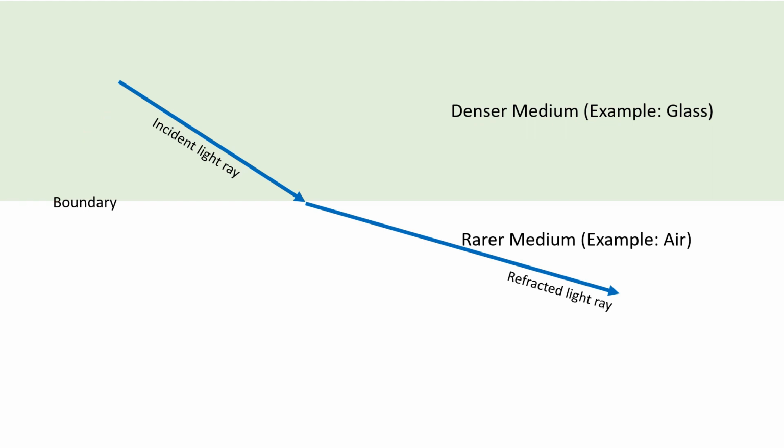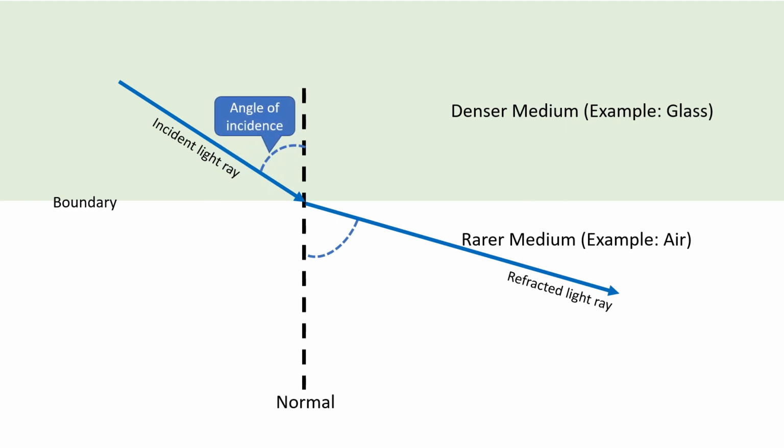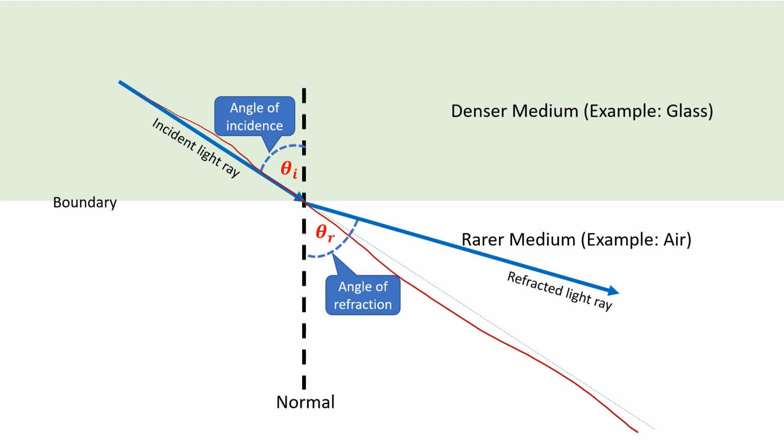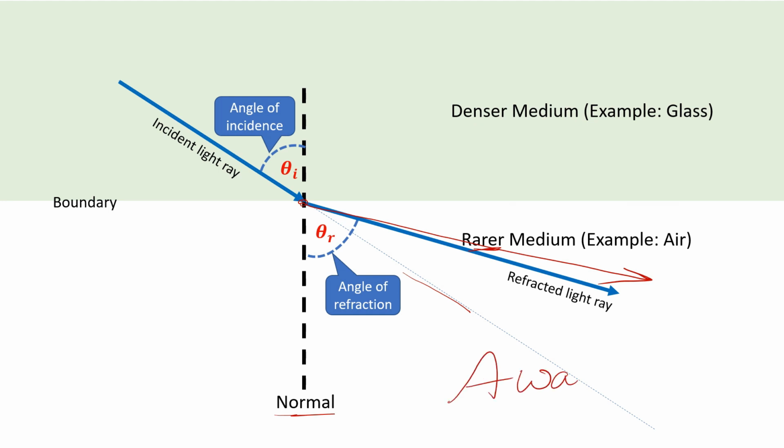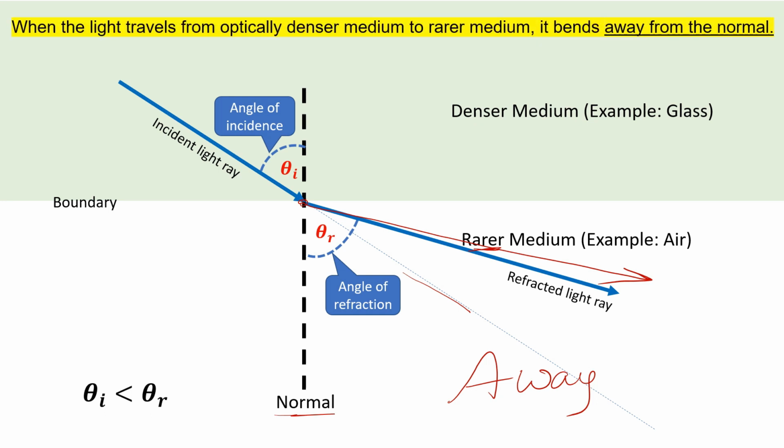That's nice. To understand more, we need our favorite line, the normal line. Now look at the angle of incidence, theta I, and the angle of refraction, theta R. Here theta R is more, because the light ray is supposed to travel straight like this, but when it enters the rarer medium it moves to that side. Compared to this, we can say it is more away from the normal. So when a light ray travels from a denser medium to a rarer medium, it bends away from the normal. In this case it is very clear that theta I, the angle of incidence, is smaller than the angle of refraction.